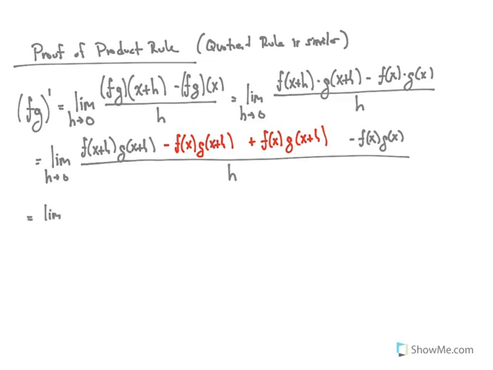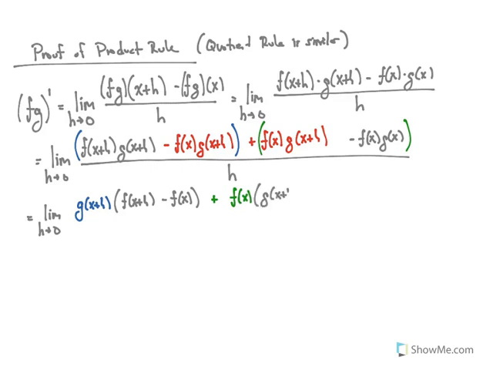So now I'm going to group things. The first two terms, I'm going to pull out the common factor, and that is g of x plus h. And I am left with f of x plus h minus f of x. And the other term, I'm going to group the last two together. That's going to give me an f of x in common. And I'd be left with a g of x plus h minus g of x. And this is all over h.